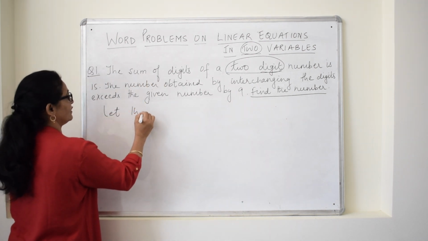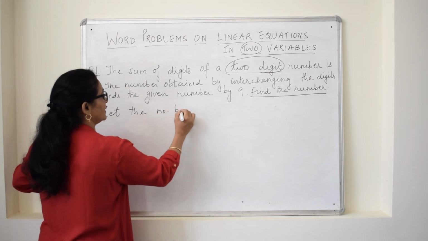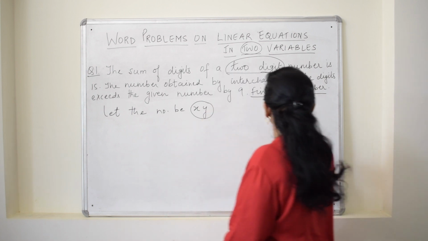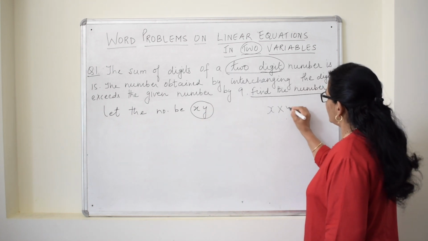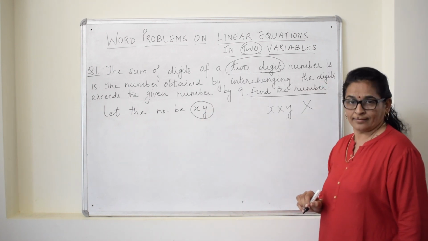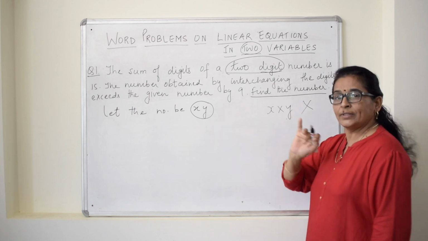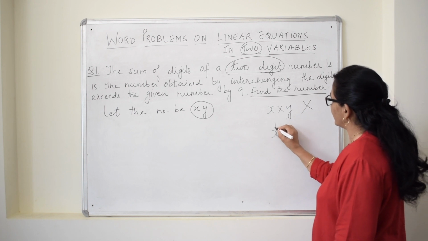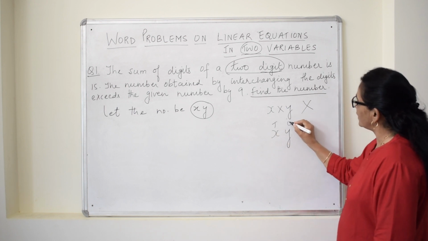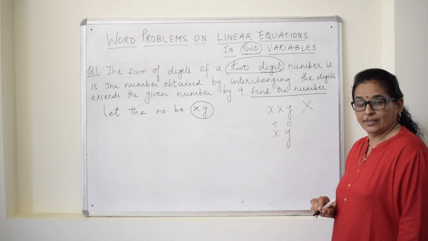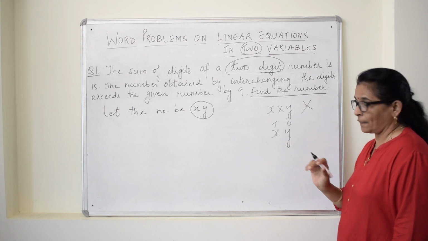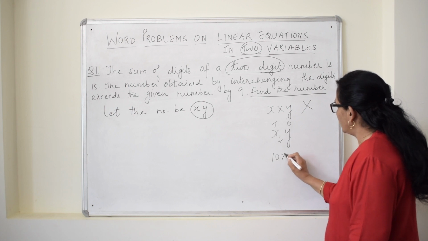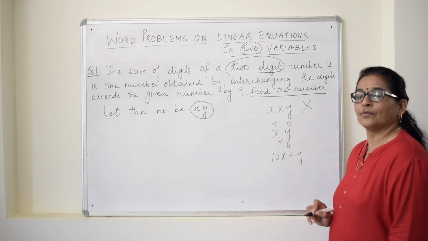When we are saying let the number be xy, the meaning of this xy is not x into y. It is a two-digit number. It means that x is at the tens place and y is at the ones place. So when we see the original number, this number further can be written in the expanded form 10x plus y.